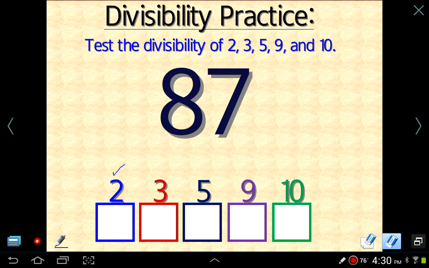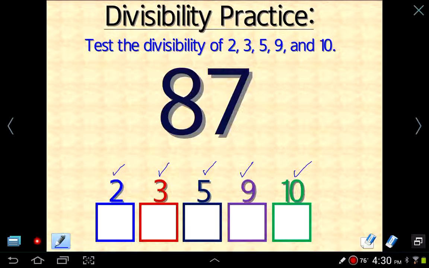If you're at this point in the video, you have written down all your rules. You know the rule for 2, the rule for 3, the rule for 5, 9, and 10. You have that on paper. Now let's go over some examples and test the divisibility of certain numbers. We're going to test the divisibility of 2, 3, 5, 9, and 10. Let's just start with 2.